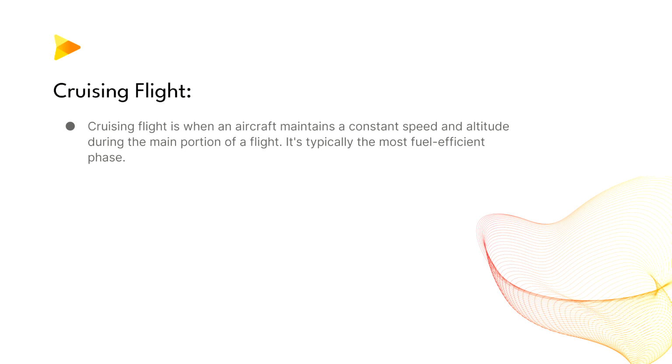So, cruising flight. It is when an aircraft maintains a constant speed and altitude during the main portion of a flight. It's typically the most fuel efficient phase. The aircraft is supported by a vertical component of thrust while it is in a nose-high position. The aircraft will climb if the angle of attack is not reduced. Reduction in angle of attack needs to be coordinated with the increase in power and airspeed. Otherwise, the aircraft will descend if the angle of attack decreases too fast and will climb if the angle of attack lowers too slow.